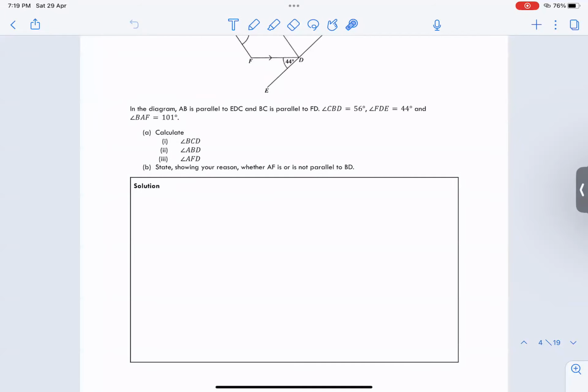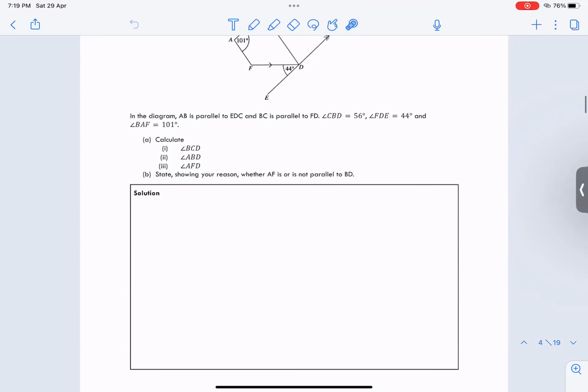Remember to write all your reasoning out. What angle, what parallel, what. Those are very important.